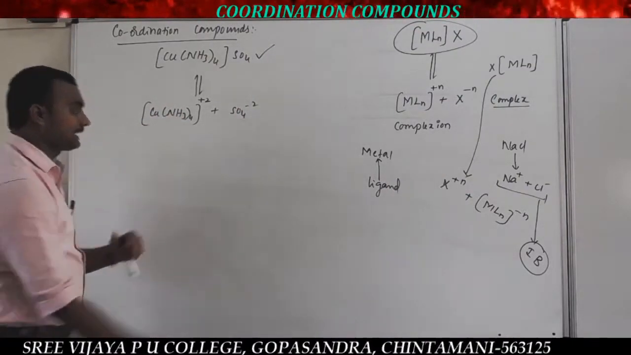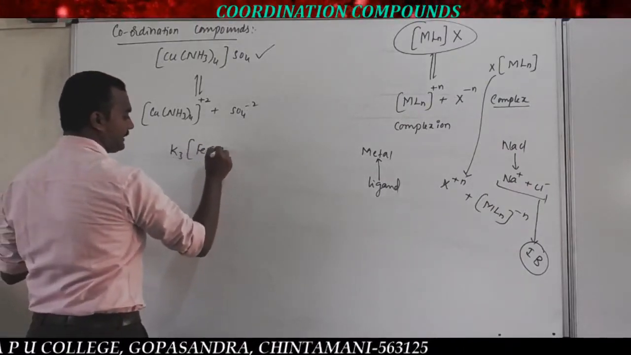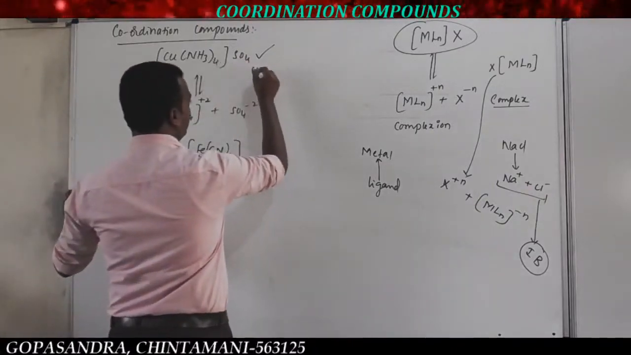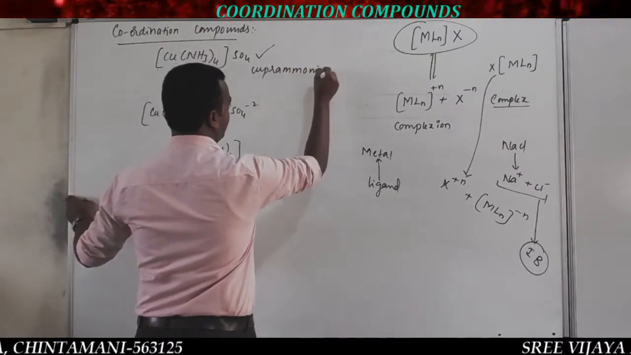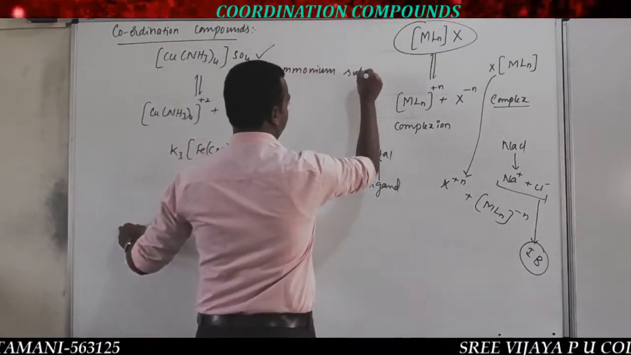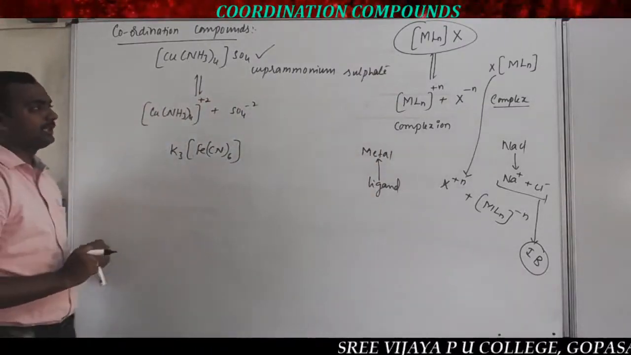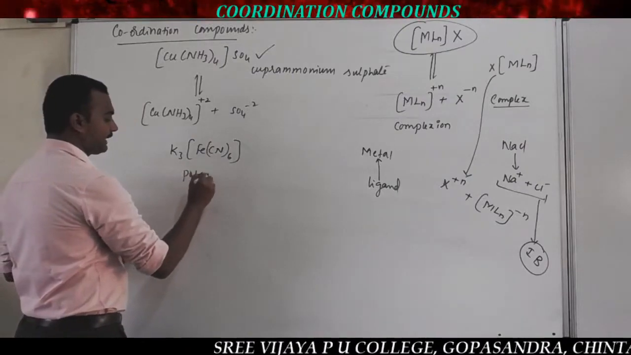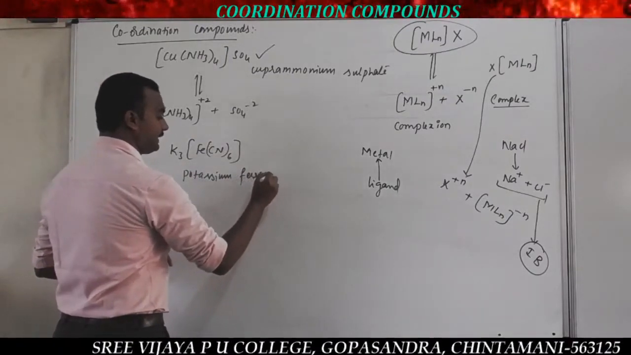So let me take another example. Potassium ferricyanide, K3[Fe(CN)6]. So this is called as cupromonium sulfate ಅಂತ ಕರೀತೀವಿ. That's a common name. So IUPAC name nomenclature is a chapter ಅಲ್ಲಿ ಬರುತ್ತೆ. So that's common name is cupromonium sulfate, and this is called as potassium ferricyanide.